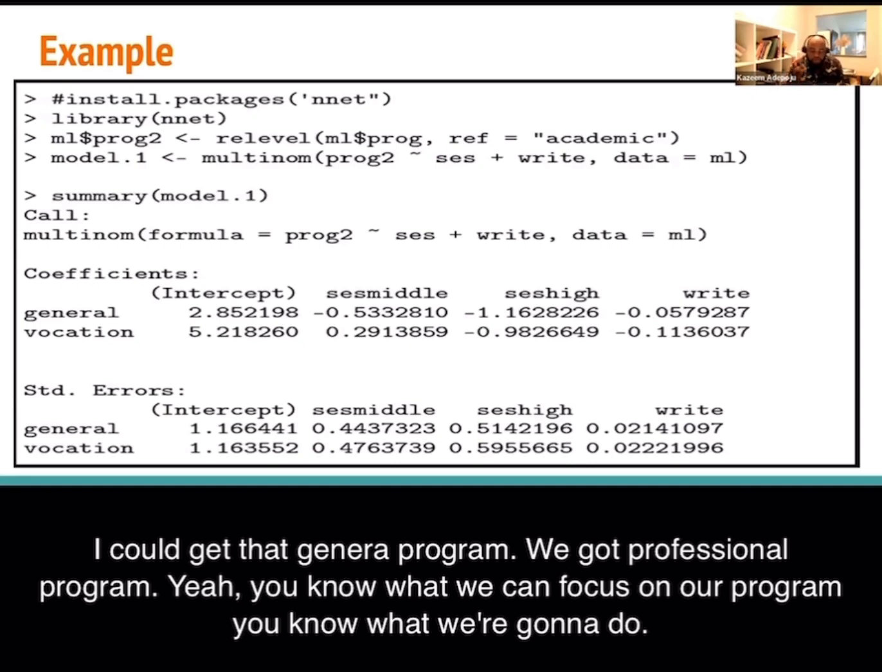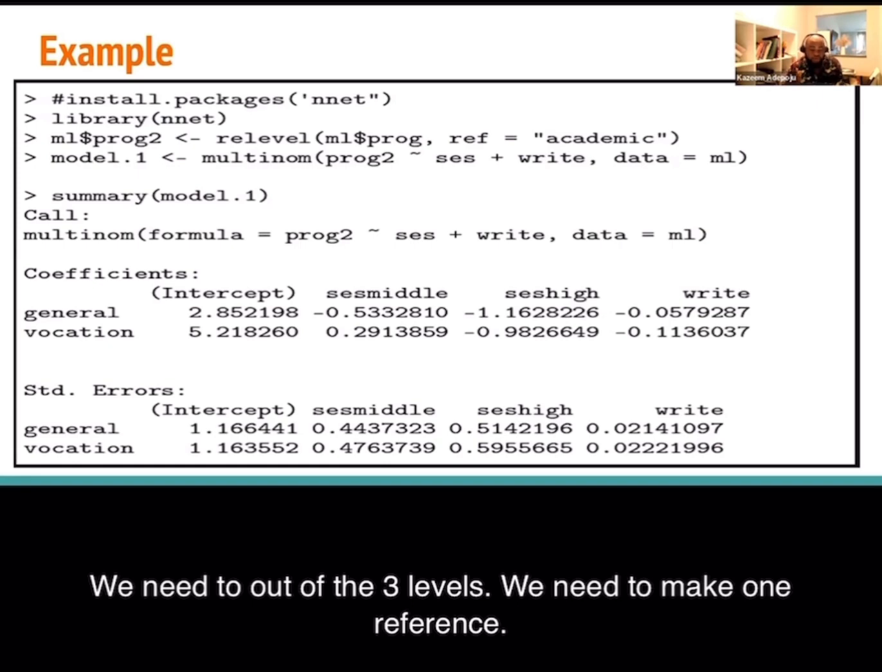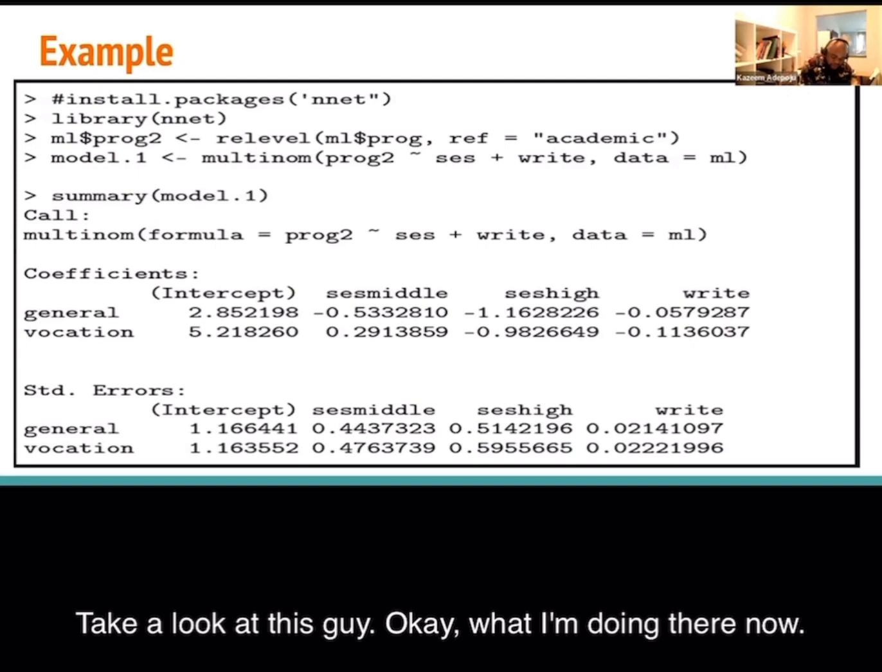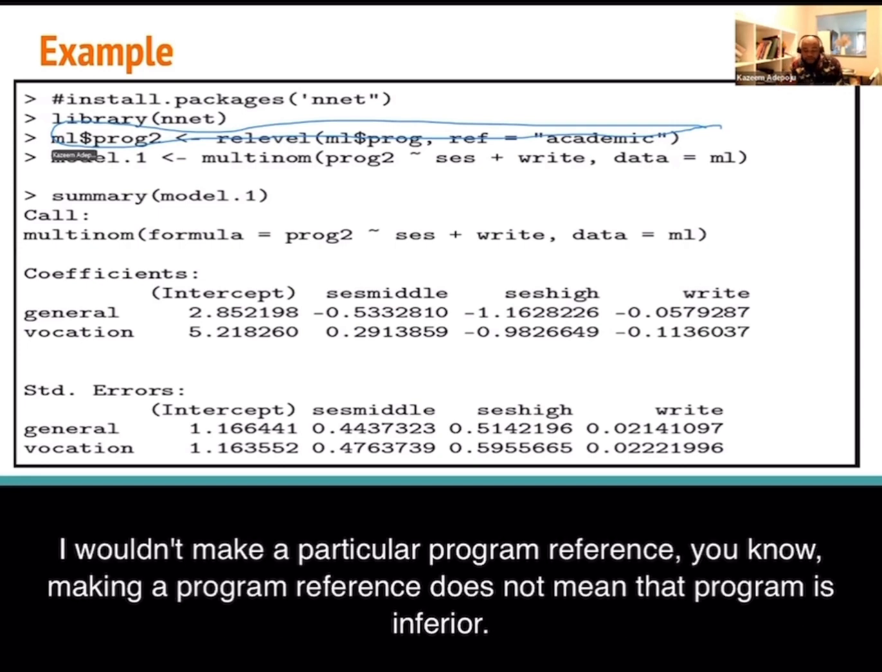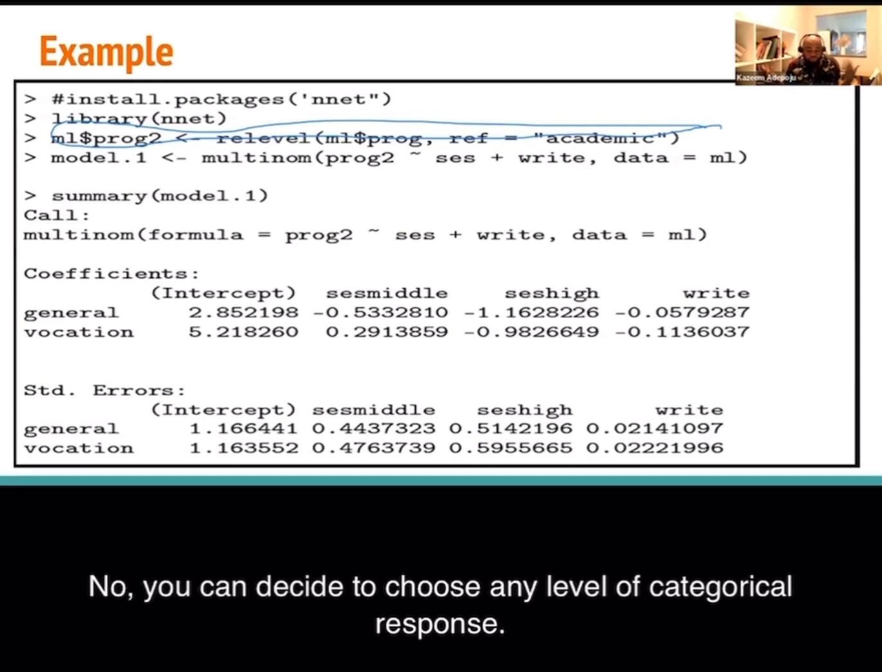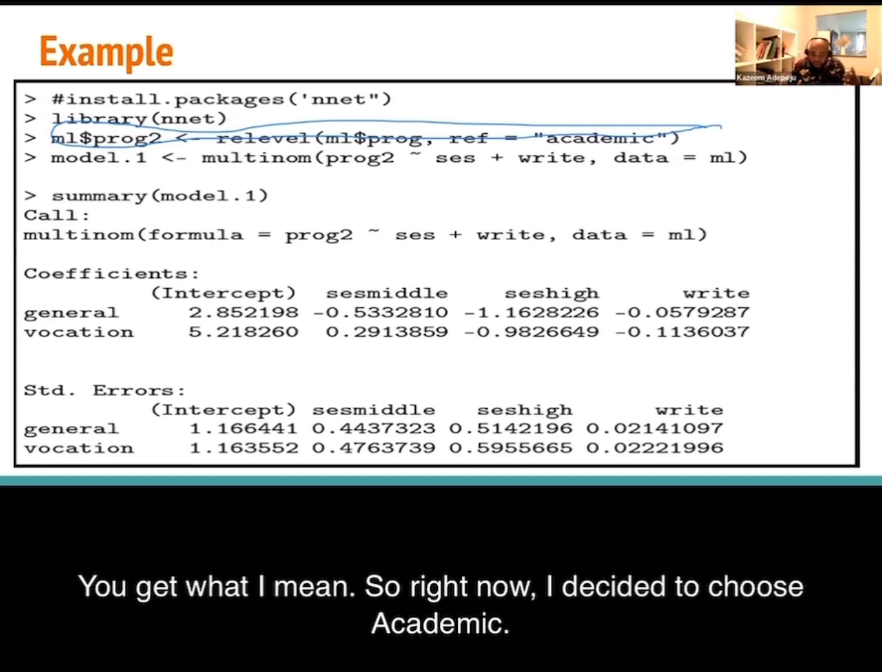I'm going to say that again. That is exactly what I'm doing here. I want to make a particular program the reference. Making a program the reference does not mean that program is inferior, and it doesn't mean it's superior. You can decide to choose any level of the categorical response. So right now, I decided to choose academic.